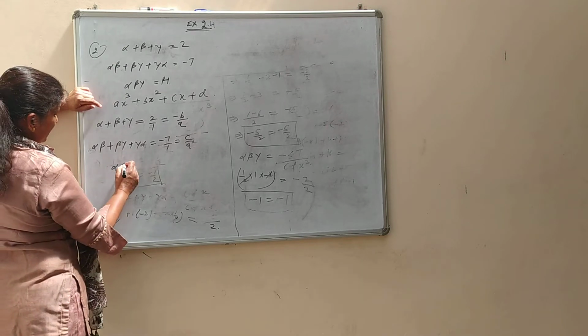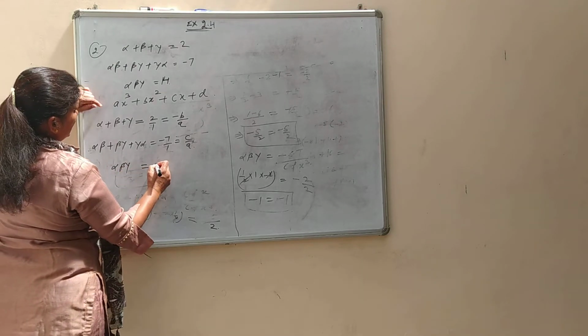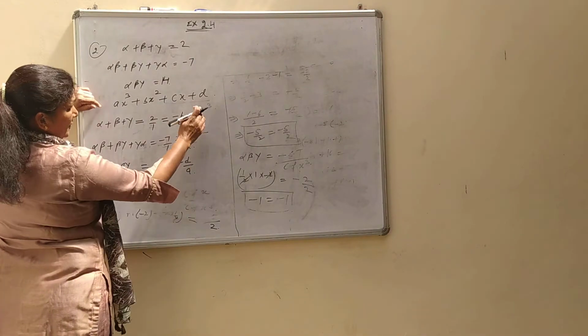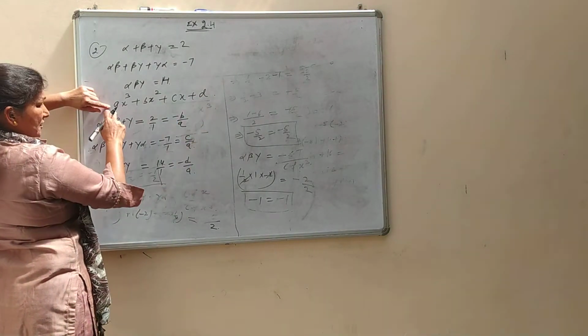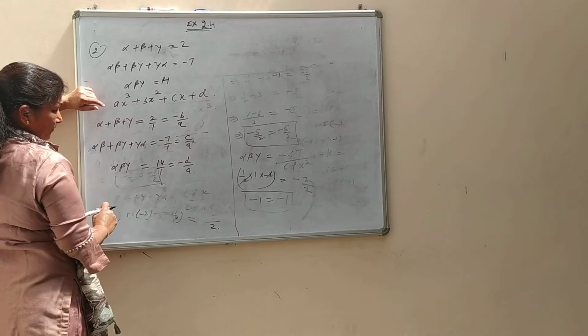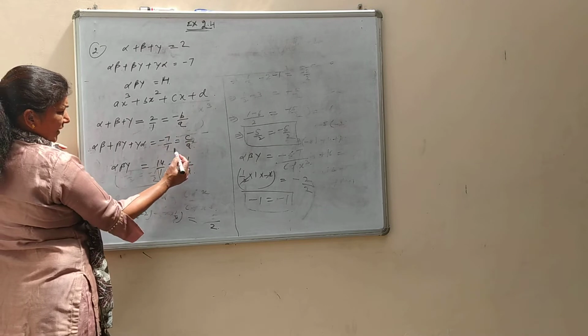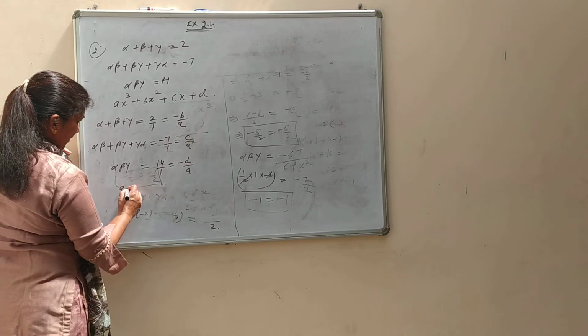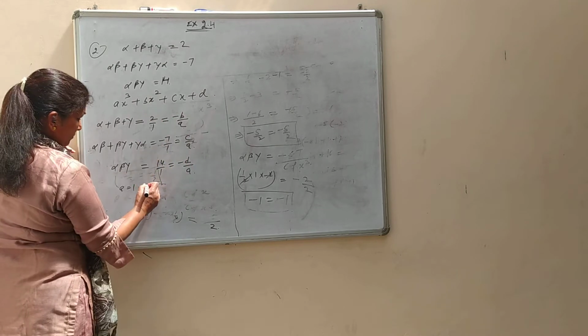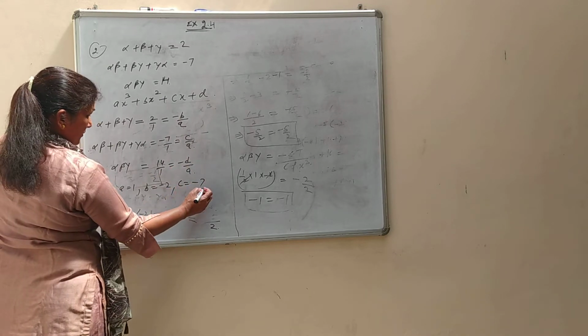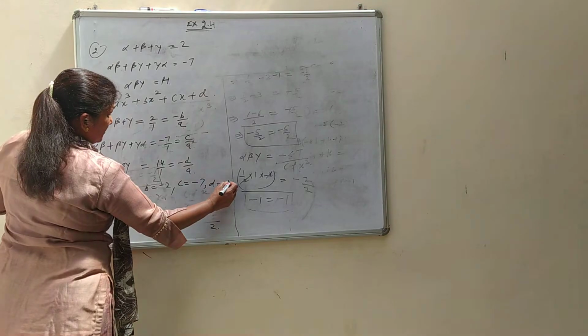Then alpha beta gamma is 14 over 1. It is equal to minus d over a. D here is the constant term. A is the coefficient of x cube. From above, it is clear that a is equal to 1, and b is equal to minus 2. C is equal to minus 7. D is equal to minus 14.